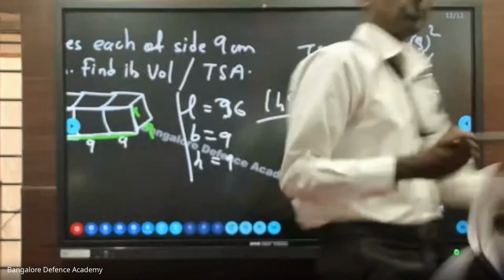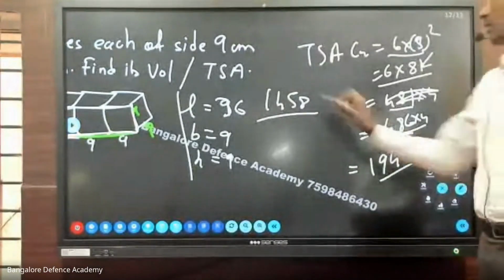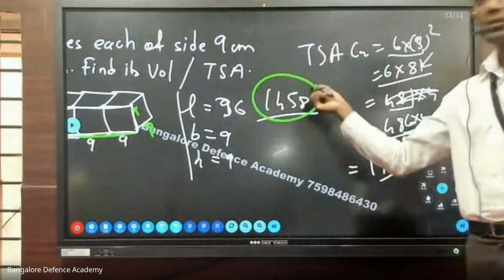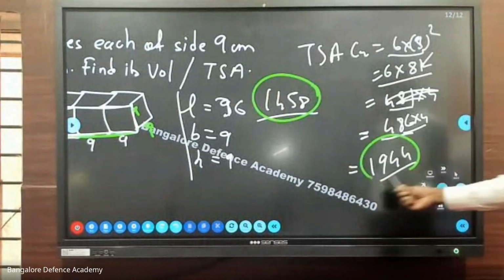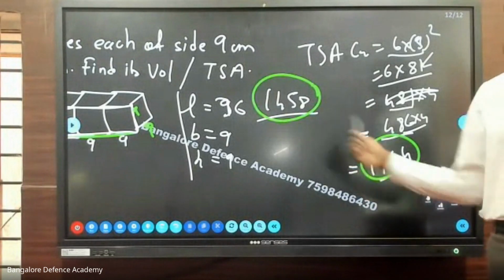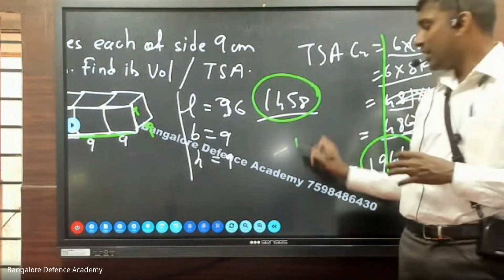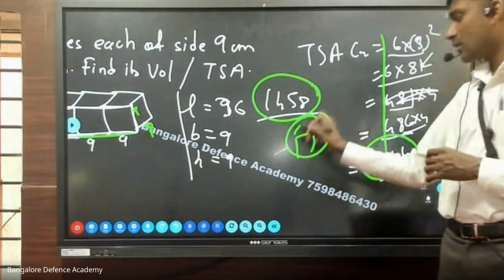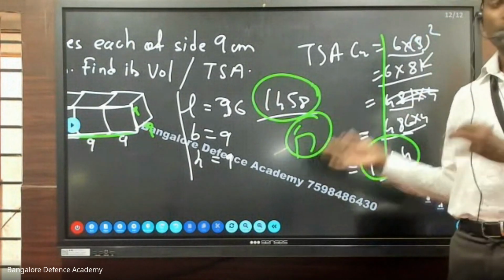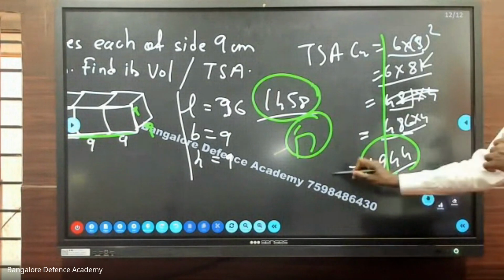Look at this now. I want this answer, 1458. But what is the answer you got? 1944. Is it right? No. So the logic which you are taking in mind, that separately you are finding the total surface area of each cube, that is wrong. Why is that wrong? I'll explain that also.